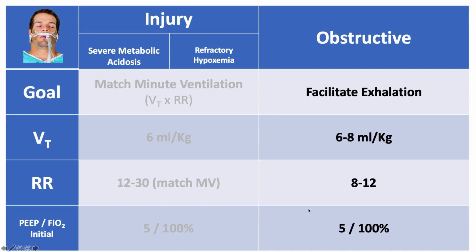For your obstructive group, you want to facilitate exhalation. We'll talk about why that's important. Your tidal volume range, you can go up to 8 mLs per kg, because we'll see how PEEP is really the way we want to go with this. But you may have to use a higher volume just to offload some CO2. Your respiratory rate is going to be pretty low. So before, we're kind of putting it wherever we need it to match minute ventilation. But for this group, you really need to aim for low respiratory rate, usually starting around 8 and going to a max of 12. And we'll talk about why that's important. And the PEEP and FiO2, again, initial 5 and 100%.